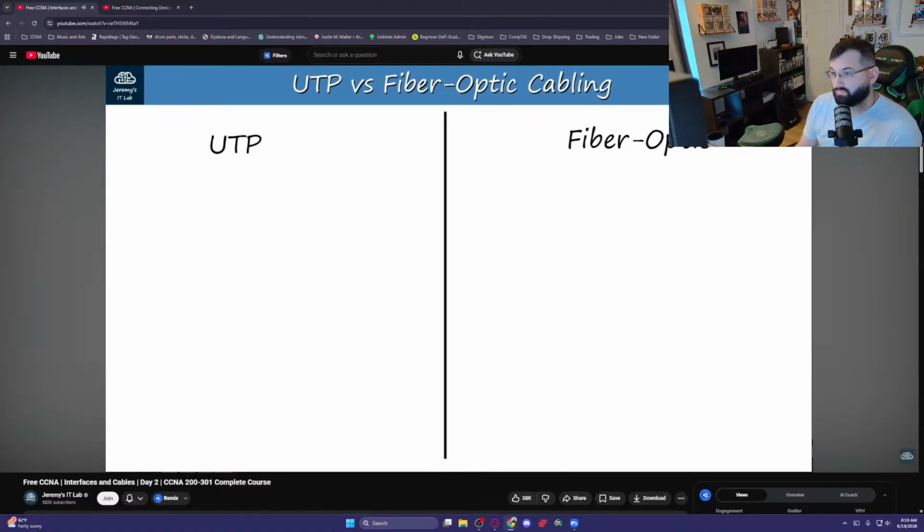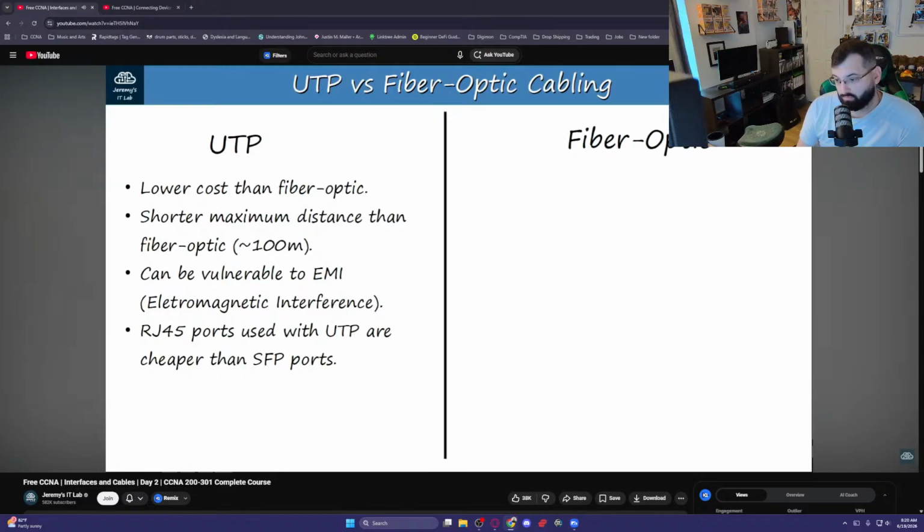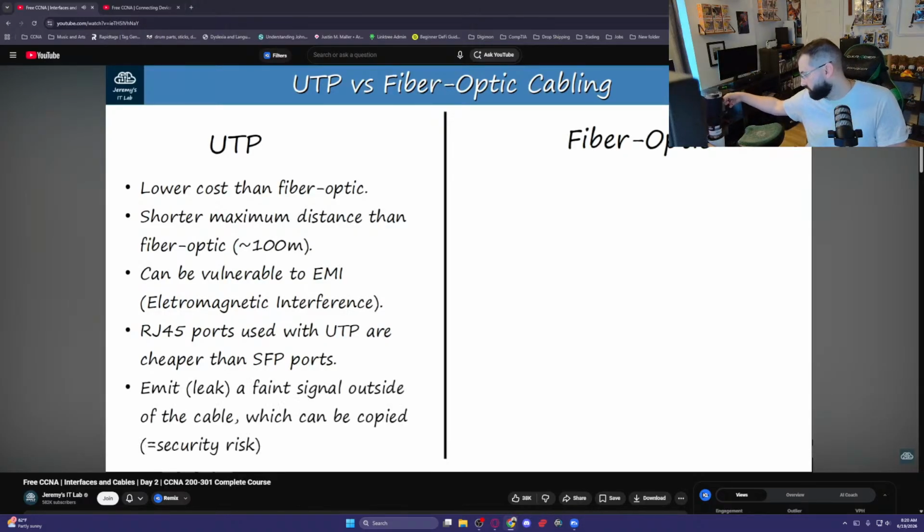Finally, let's review by comparing UTP cabling and fiber optic cabling, starting with UTP. Copper UTP cables are cheaper than fiber optic cables. Maximum cable distances for UTP cables are shorter, about 100 meters maximum. UTP cables can be vulnerable to electromagnetic interference, or EMI, although the twist in the cable pairs helps protect against this. The RJ45 ports to which UTP cables connect are cheaper than the SFPs used for fiber optic connections. Also, UTP cables emit or leak a faint signal outside of the cable, which could possibly be detected and used to copy data, posing a possible security risk.